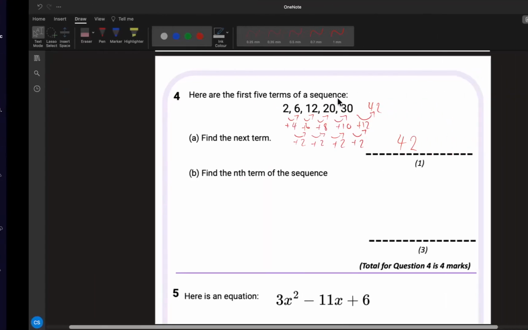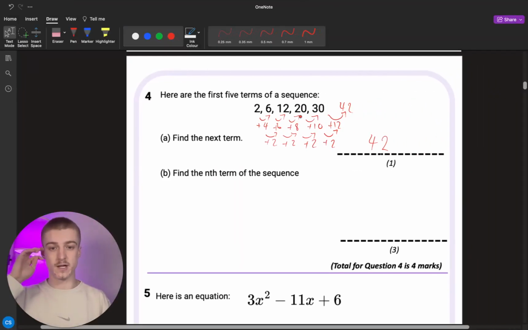So 1 times 1 is 1, add 1 is 2. Correct. 2 times 2 is 4, add 2. Factorize this, we can take an n out of both terms, and we're left with n plus 1. Okay, so the nth term of the sequence is n bracket n plus 1.